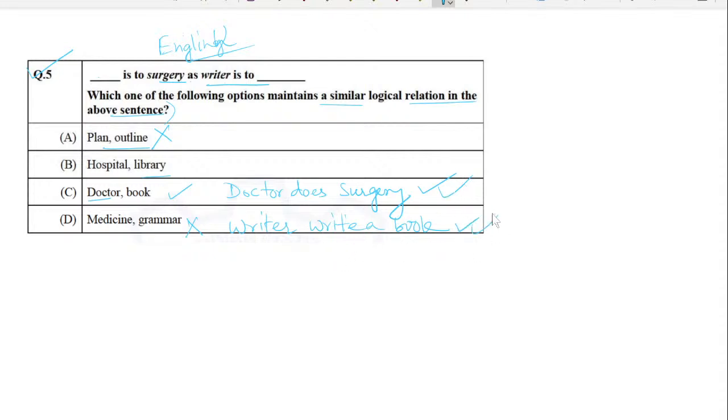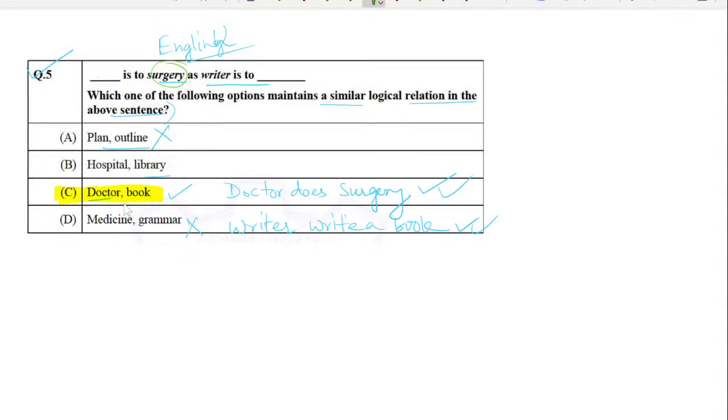Okay, so these two are mainly the relevant options to this question. This is clearly the correct option, and option B is also incorrect. You can think that hospital is to library, but this is not correct, because if you think in this way, surgery is done in a hospital and books are also put in the library, but these two have different meanings. These two are irrelevant options, so this is not the correct option.